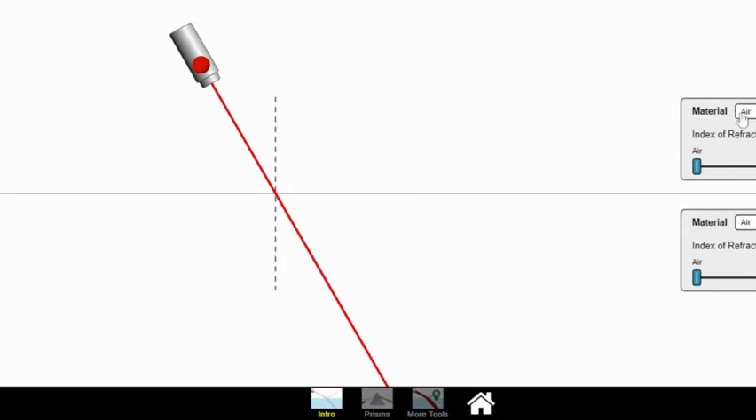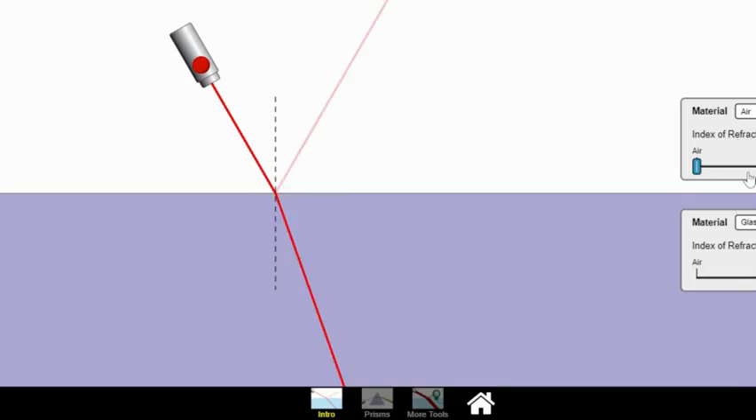Yeah, except the two materials separated by this solid line, right now I have them both set to air. So no, it's not going to bend because the medium doesn't change. In order for the light to bend, it has to speed up or slow down, which means it has to go from one medium to another. Right now it's going from air to air, which is really nothing. So let me change this second medium to glass.